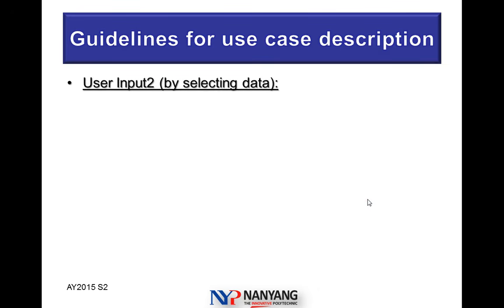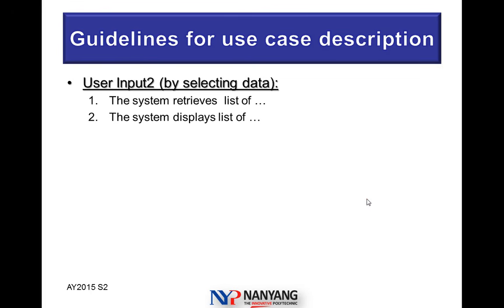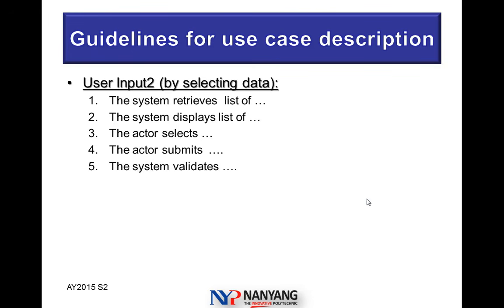If you have an actor inputting data by selecting data from a list provided by the system, then this is how you would normally phrase the use case description sequence. The system retrieves a list of, the system displays the list of, the actor then selects, etc. Then the actor submits. If selection is compulsory, then the system might validate the selection. After the validation, the system might continue with other actions.